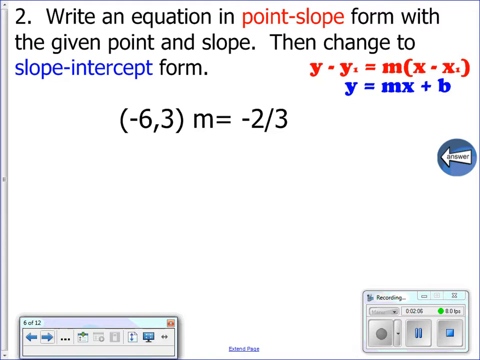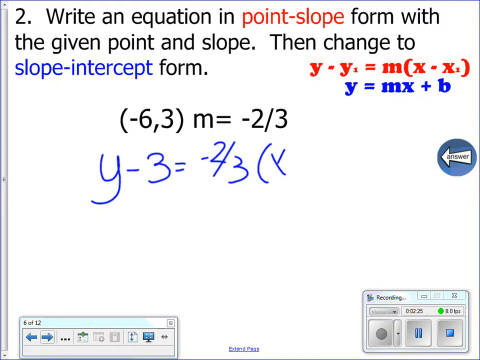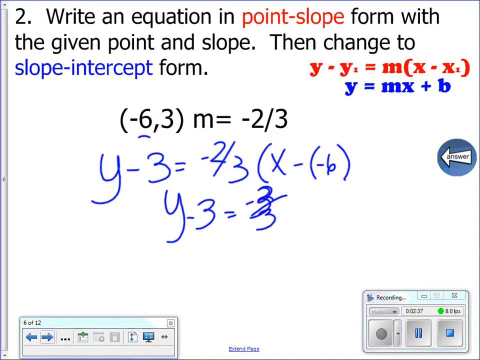In this next example, it says write it in point slope form given the point and the slope, and then change it to slope-intercept. So I'm going to start with my equation, y minus y1, which is 3, equals negative 2/3 times x minus, and this point, negative 6. So y minus 3 equals negative 2/3 times x plus 6. So there it is in point slope form.